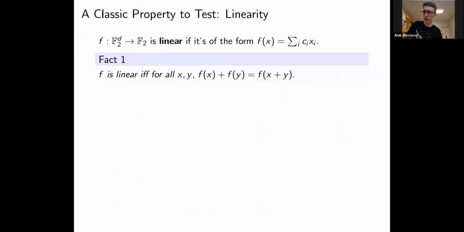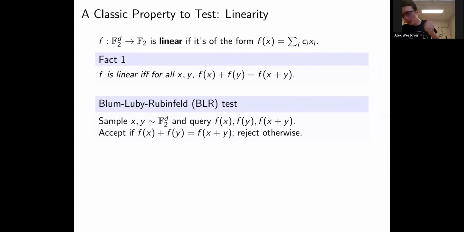And for some intuition, let's just consider one of the classic property testing questions, which is linearity. So we're going to say that a function on F2 to the d to F2 is linear if it's a sum of some subset of the bits. A fact that everyone knows is that a function is linear if and only if it satisfies this property.